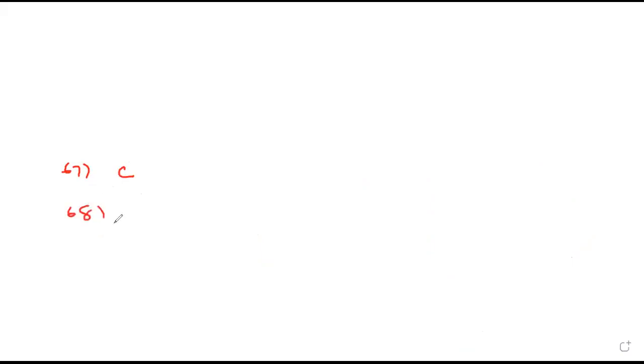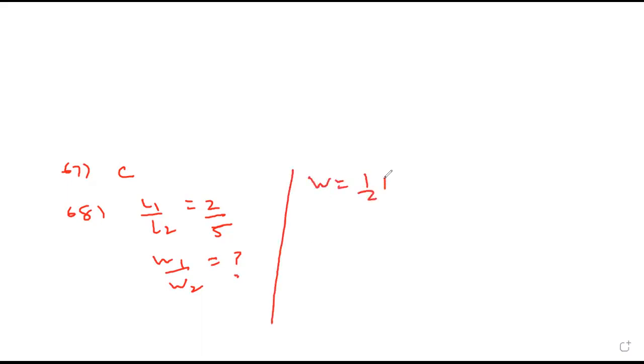68. Two wires are of the same material, same diameter, but lengths in the ratio of 2:5. They are stretched by the same force. Then the work done in stretching them is in what ratio? Same diameter, same force. Work done formula is half F l.